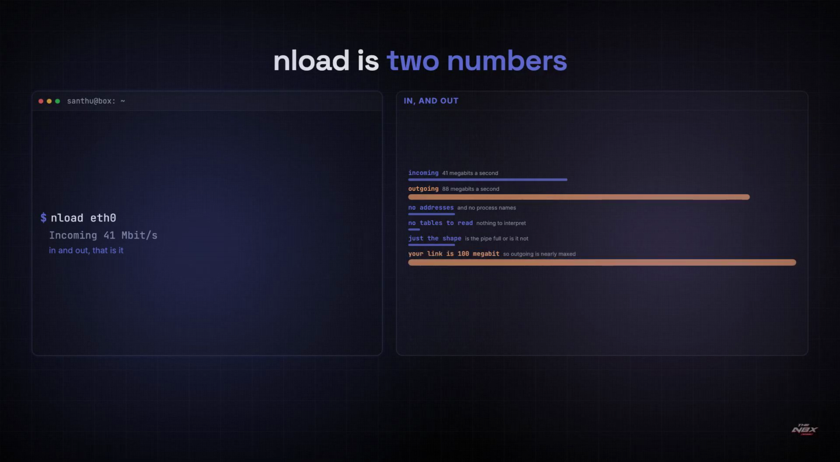And that's enough to answer the question, because if this link is 100 megabit, then outgoing is very nearly maxed out, and you've found your ceiling. When you already know what you're asking, every extra column is one more thing standing between you and the answer, which is why a deliberately small tool earns its place. When you already know the question, a small tool beats a dashboard every time.